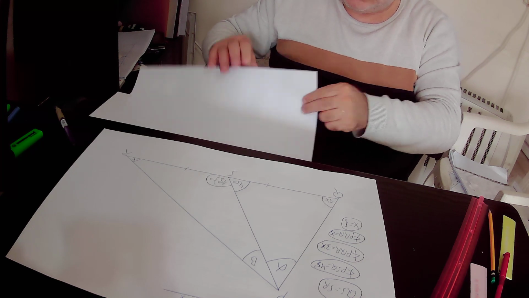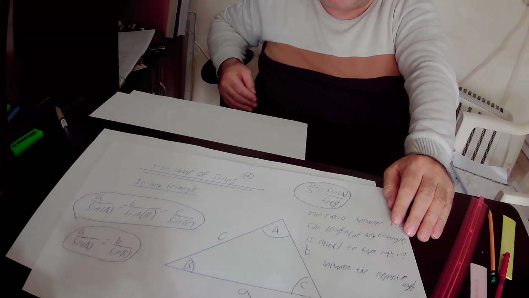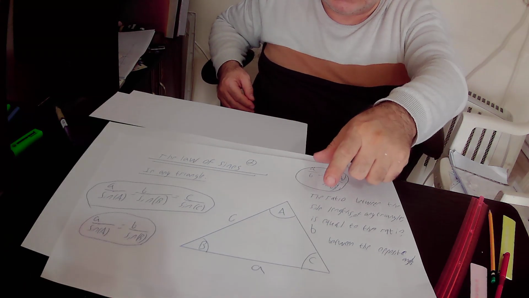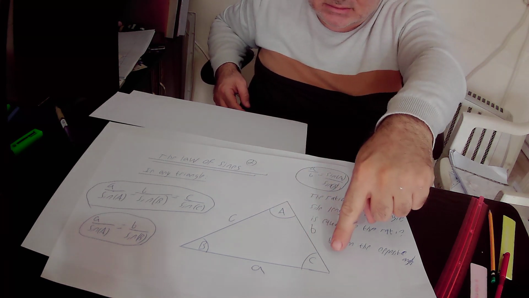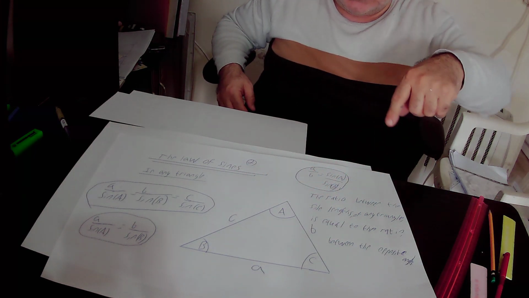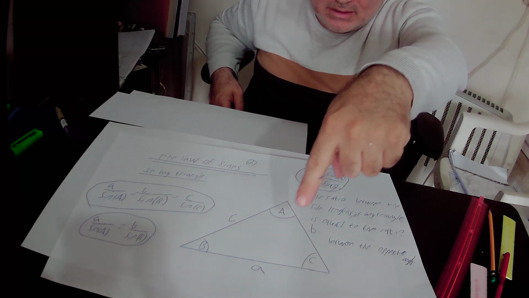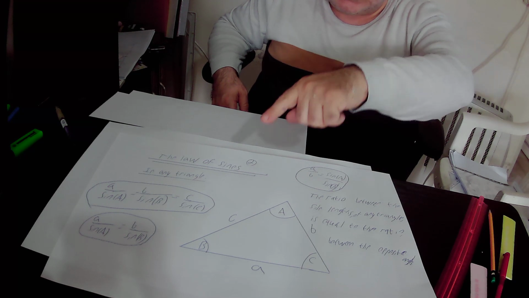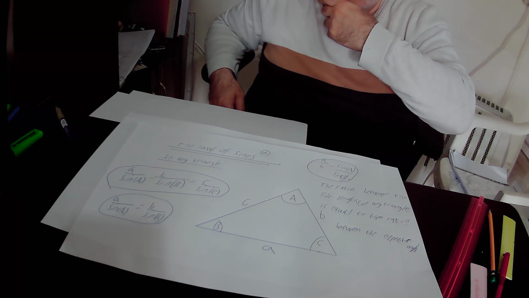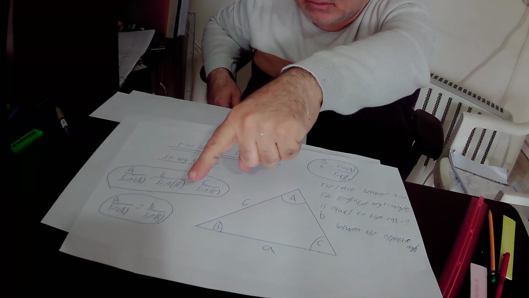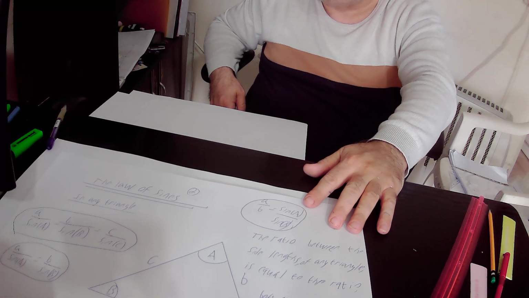Then I presented to you a new rule: the law of sines, which is true in any triangle. In any triangle, if the length of this side is A units, this side is B units, and this side is C units, then according to the law of sines, A over sine A equals B over sine B equals C over sine C. From this formula, A over sine A equals B over sine B. If we divide by B and multiply by sine A, we get that A over B equals sine A over sine B.